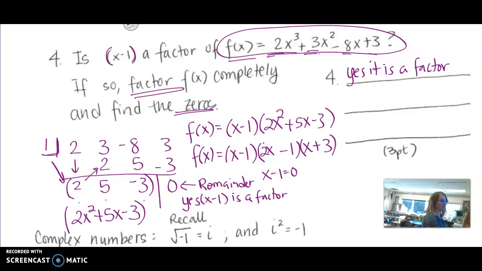So x minus 1 is 0 when x equals 1, by adding 1 to both sides. 2x minus 1 is equal to 0. Add the 1, you get 2x is 1. Divide by 2, x is 1/2, which is another 0.